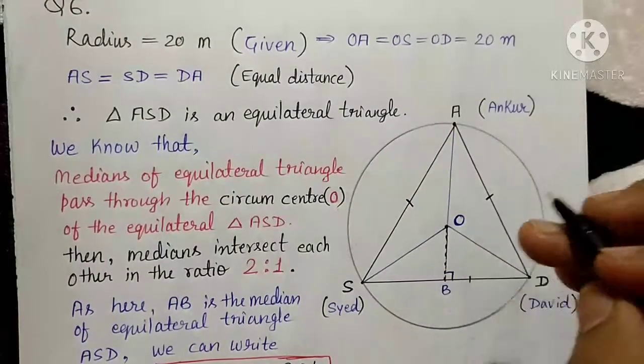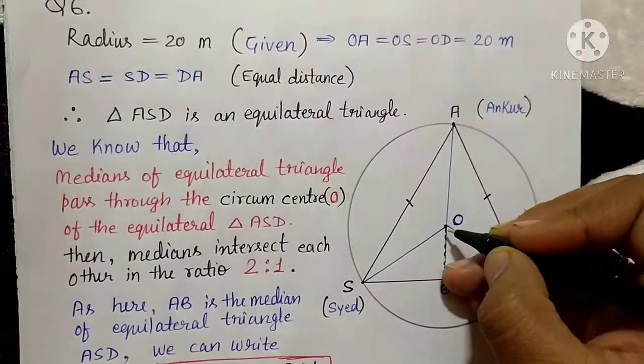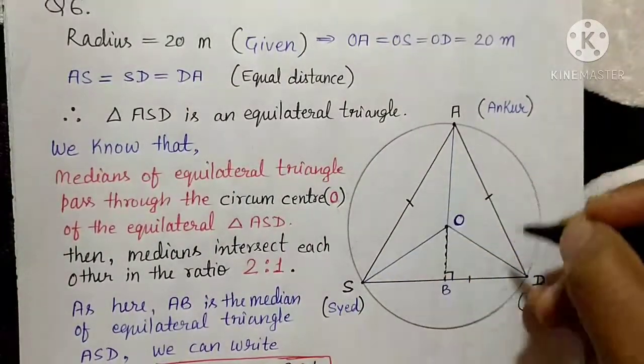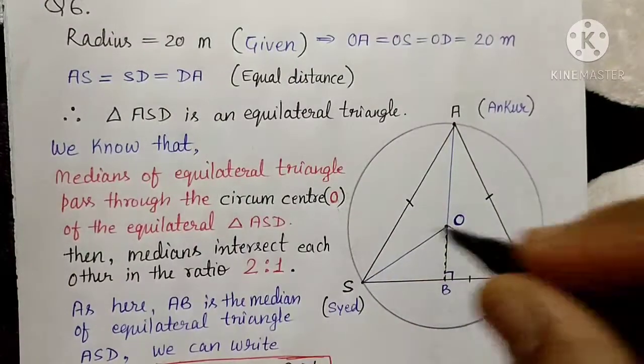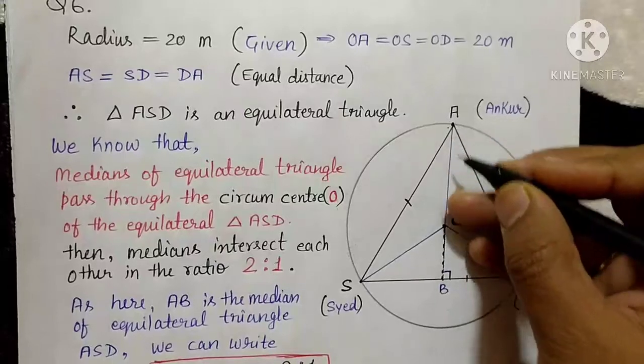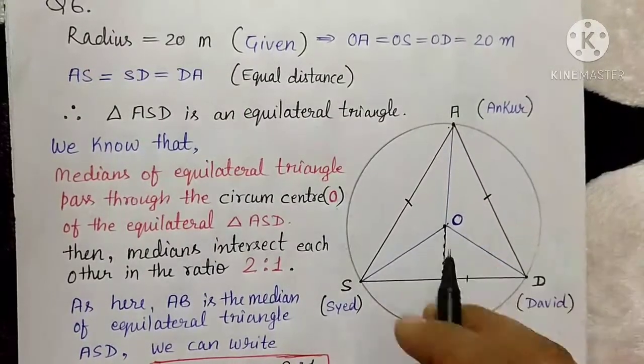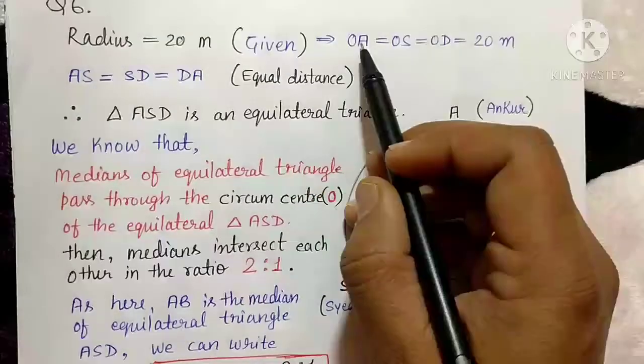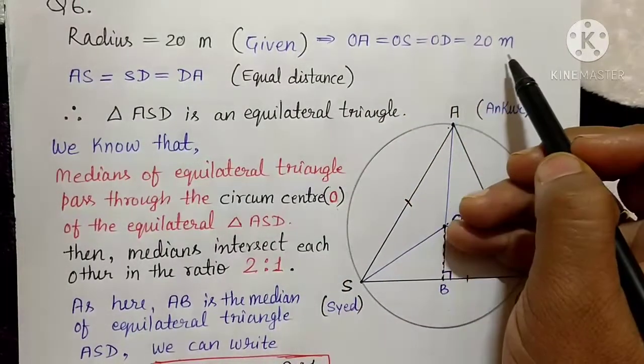So first, let's write what is given. It was given that this circle is of radius 20 meter. So the radius of the circle is how much? 20 meter. It is given. Therefore, OA is a radius, OS is also a radius, and OD is also a radius. So OA equals OS equals OD equals 20 meter.